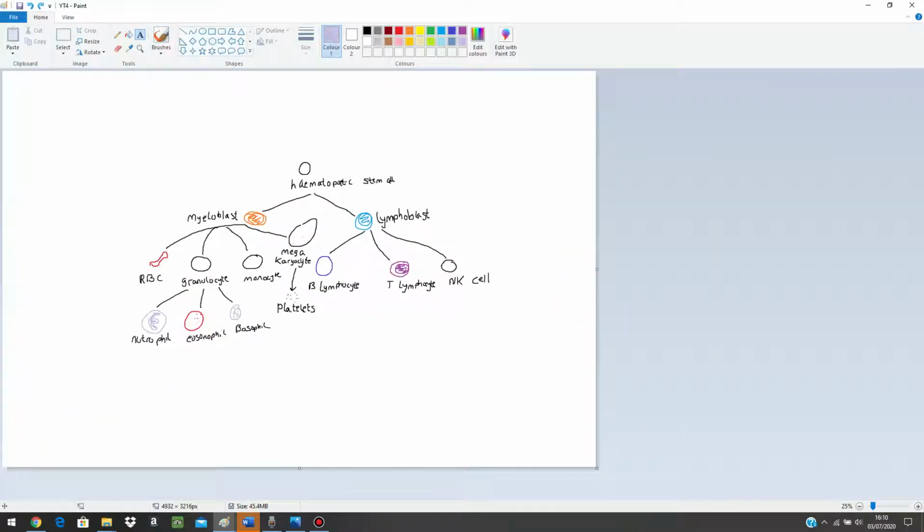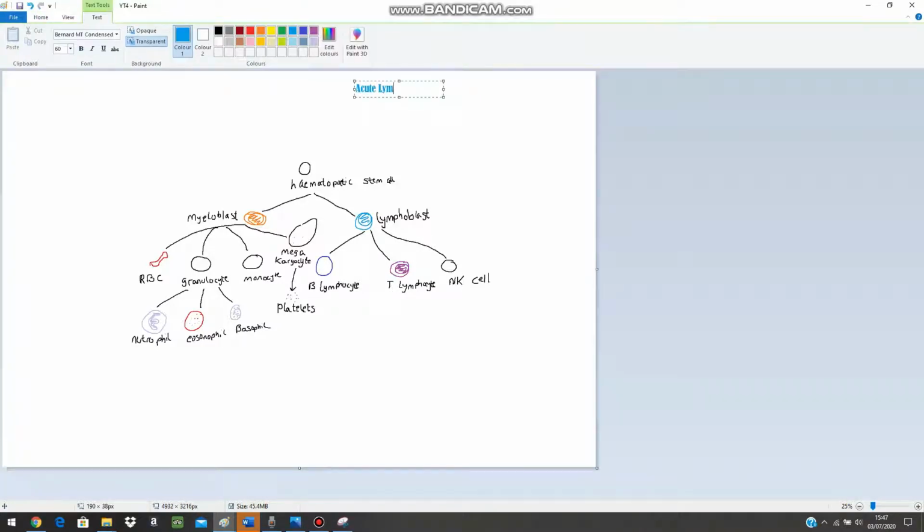So now that we have a basic understanding of how the cells come to be and what lineages they come from and how they're roughly organized, let's get into a little bit about the leukemias. So today I'll be talking about four types of leukemias. I'll be speaking of the acute lymphoblastic leukemia, the ALL.